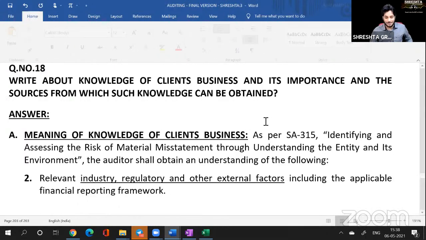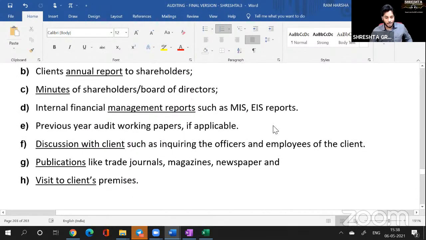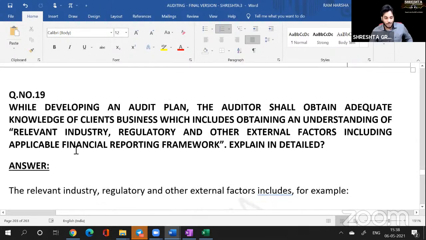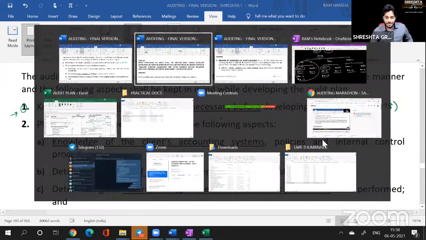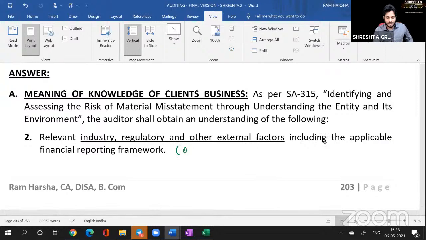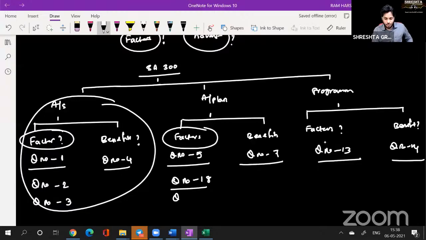Again, there is another question. Question number 19 talks about what you mean by relevant industry, regulatory and other external factors. So if you look at relevant industry, all that, it is question number 19.